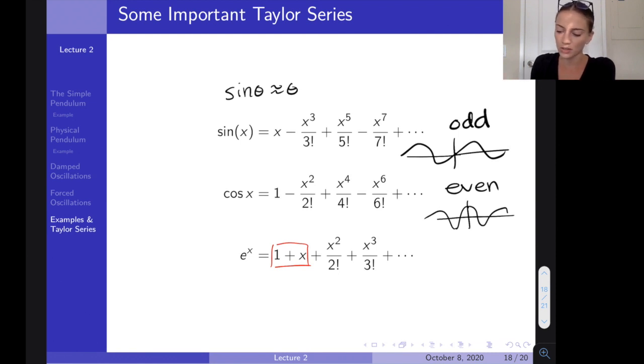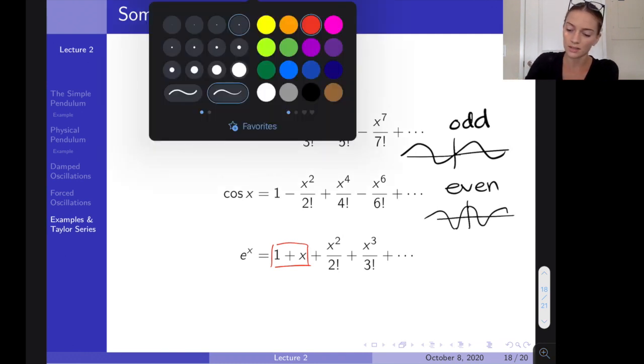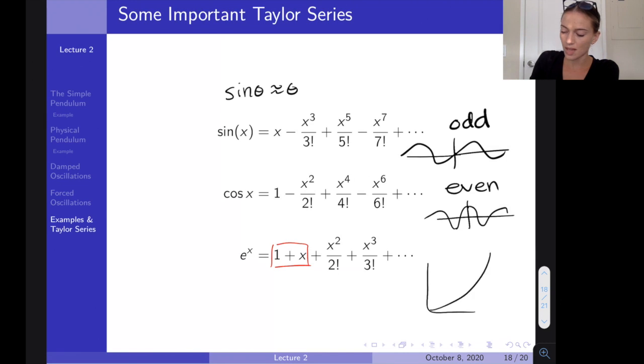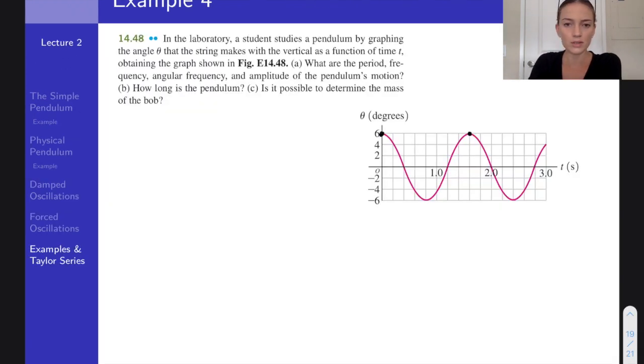And this has all terms, both even and odd, because e to the x is neither even nor odd, right? It just looks like that. So that's not really even or odd. All right, so let's just do some examples to get a little bit more practice.